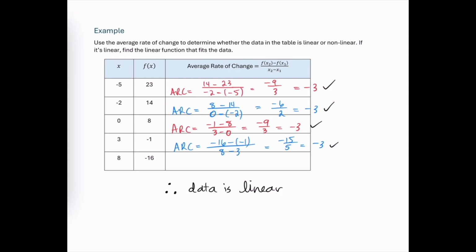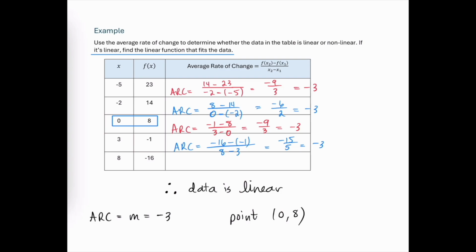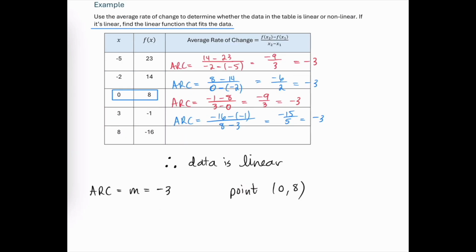Now our directions say if the data is linear, we are to find the linear function that fits the data. And since the average rate of change all the way down was negative 3, that is also going to be the slope of our line, so we already know the slope. But in order to write the equation of the line, we need not only the slope, but also a point. Any point will do, but the y-intercept, if we have that, is definitely going to be the easiest. So let's choose that y-intercept as our point that we're going to use. Now there are a couple of ways that we can write the equation of the line, but since we have the slope and the y-intercept, I think it's easiest if we just go to the slope-intercept form.